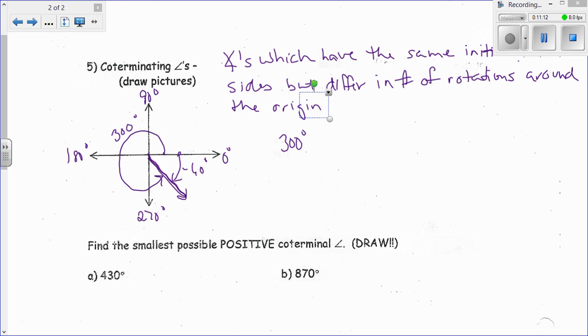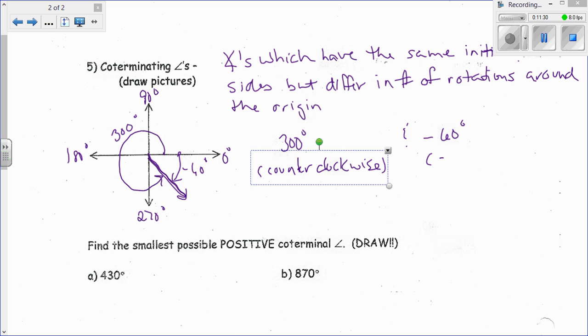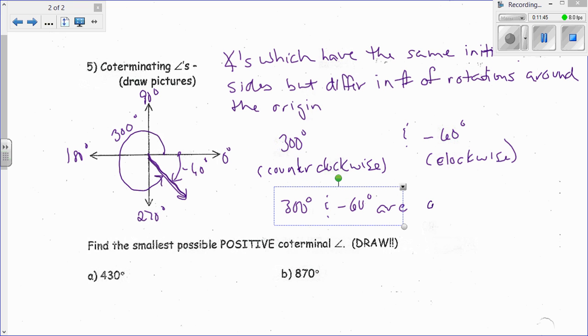So 300 degrees, which is counterclockwise. And then my negative 60 degrees, which is clockwise. They are coterminal angles. And they're coterminal angles because they start and stop in the same place.